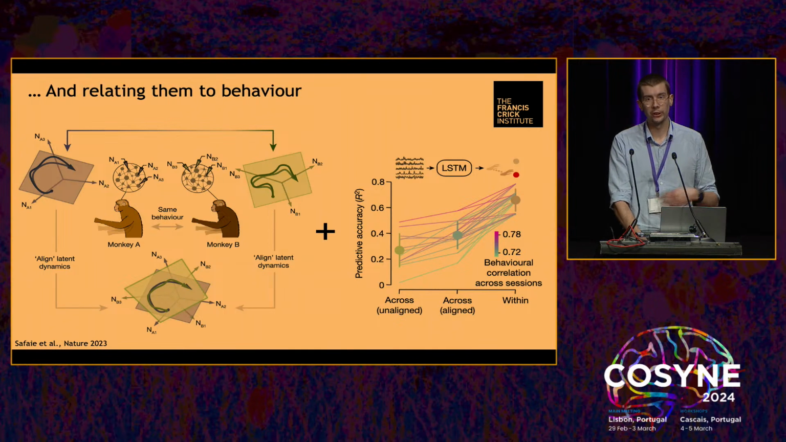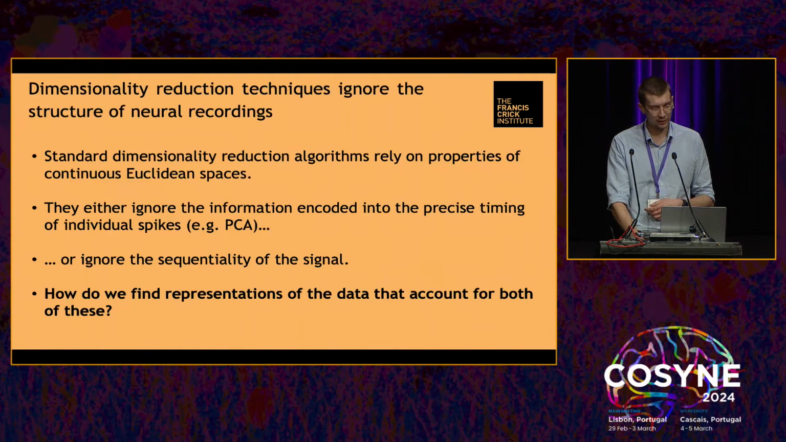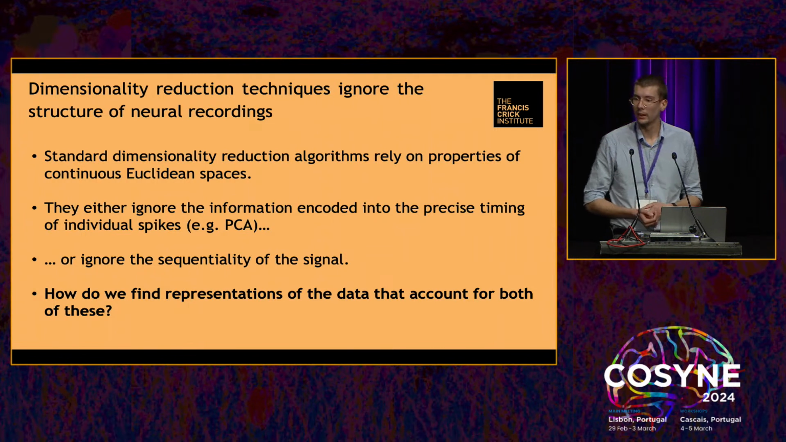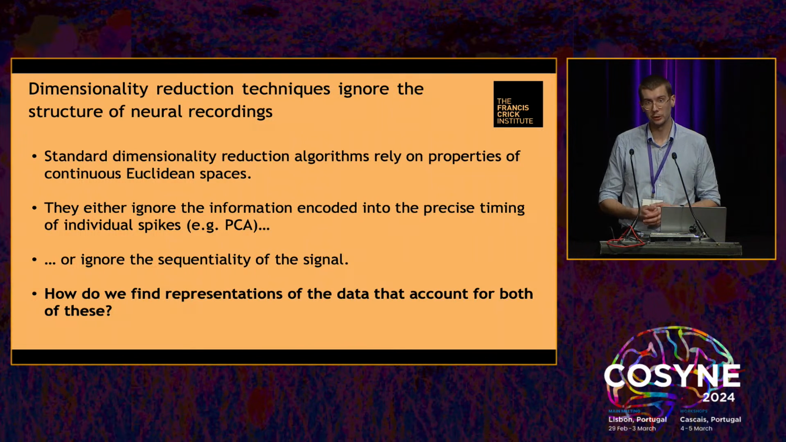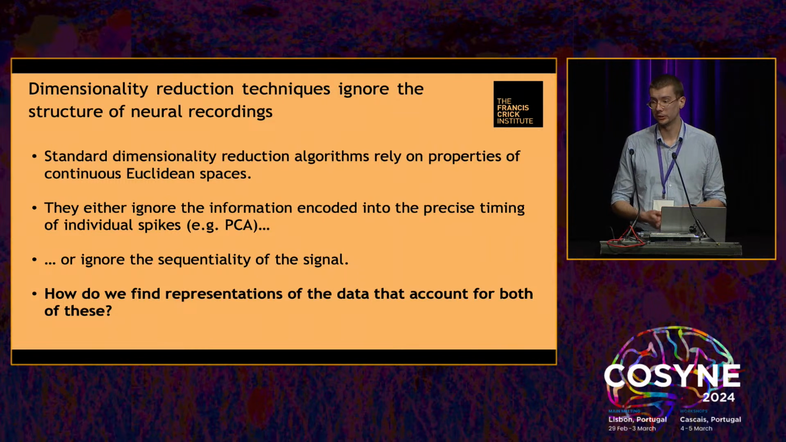And I think there's really a fundamental reason for that, which is that dimensionality reduction techniques completely ignore the structure of neural recordings. That's because they rely on this standard mathematical framework of continuous Euclidean spaces, but they either ignore the information encoded in single spikes, for instance, if you do PCA with smoothed signals, or they ignore the sequentiality of the signal, for instance, if you do contrastive predictive coding, or that kind of stuff. So how do we find these nice representations of the data that account for all of this?